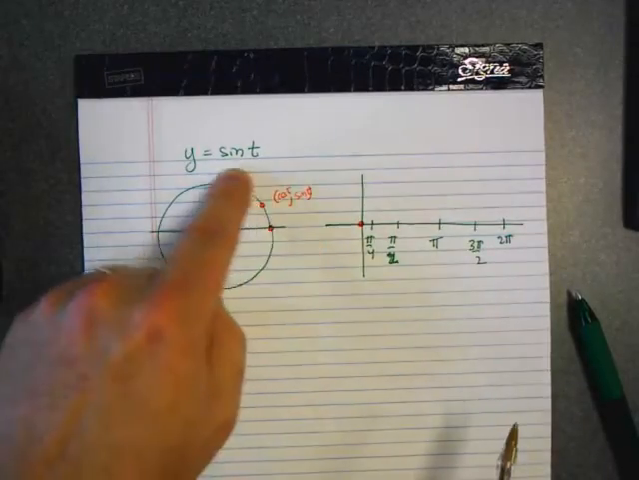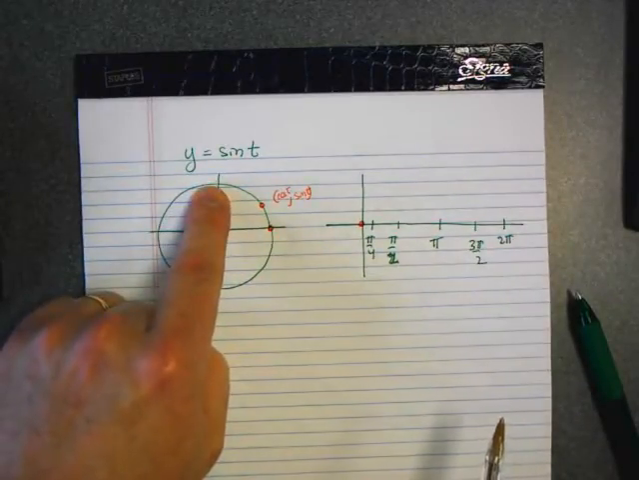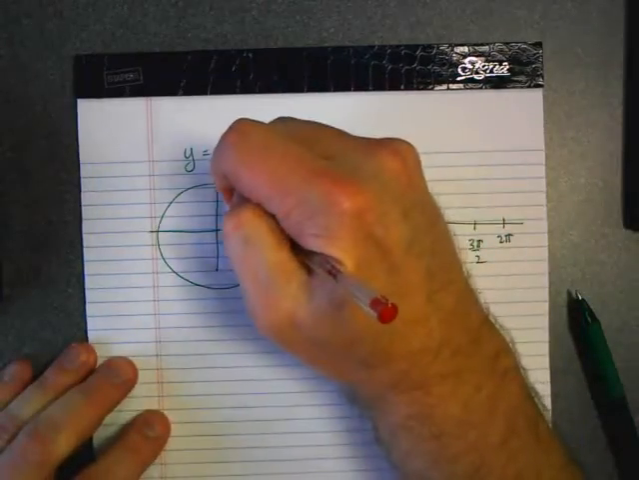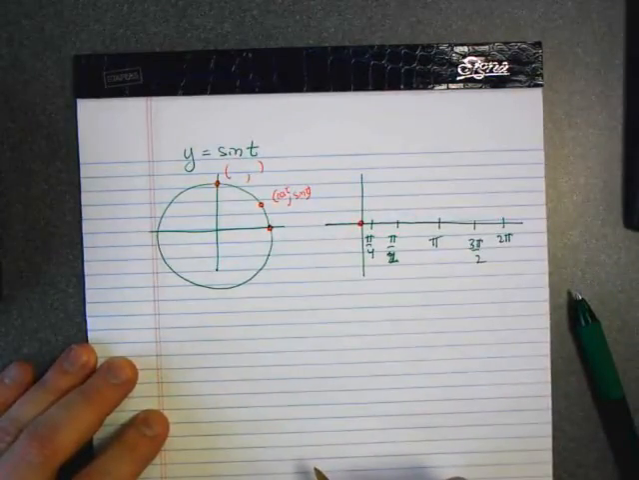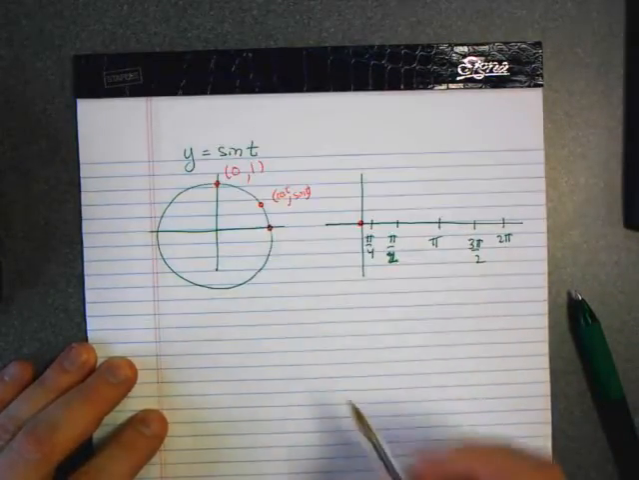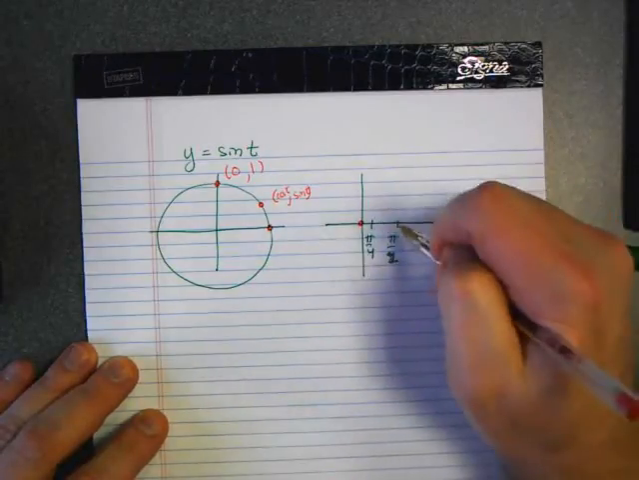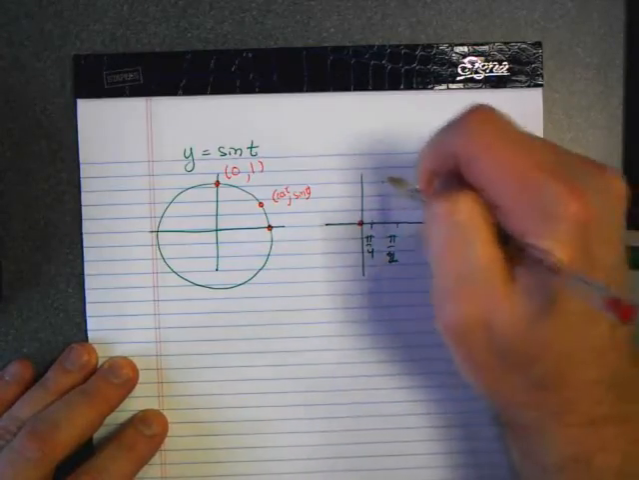What if I jump all the way to pi over 2? Sine of pi over 2 is? What's the y value right there? Is it (0, 1)? So y is 1. So sine of pi over 2 would be 1.